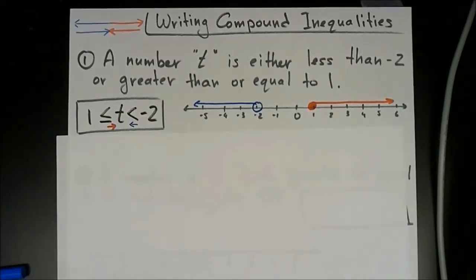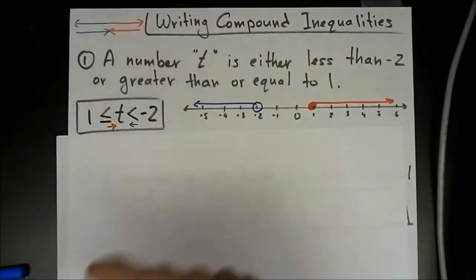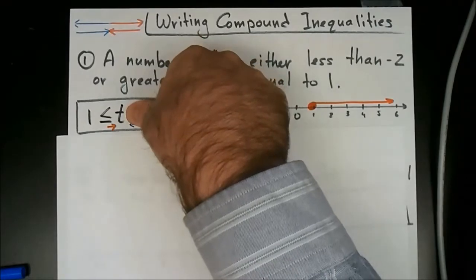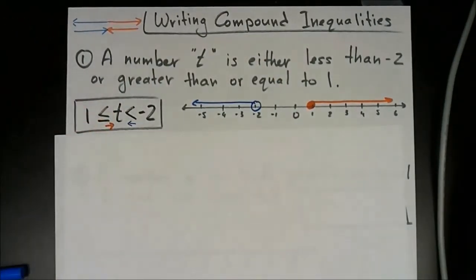Some of you might be a tad bit confused, but again, one step at a time. Write this part first, write this part second. Look at one part first, look at the other part second, graph them separately. They just happen to be sharing a number line. That's it. That's not so bad. That's not so bad at all.